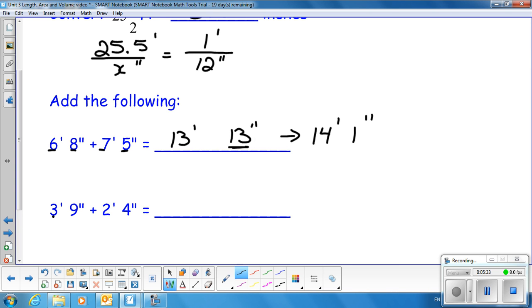The second example, again adding our feet gives us 5 feet, then adding inches, 9 plus 4 is 13 inches. 13 inches is bigger than 1 foot, and so our final answer becomes 6 feet, 1 inch.